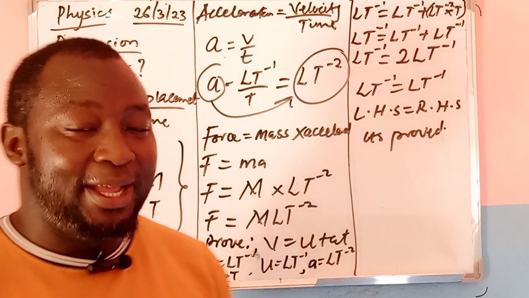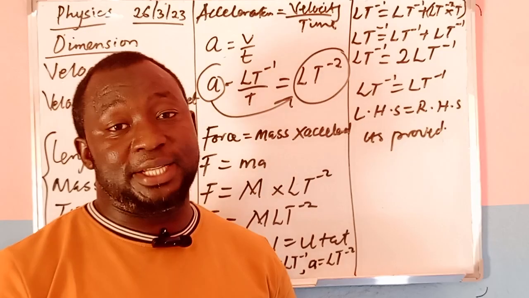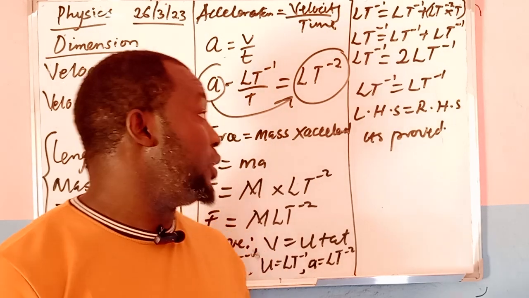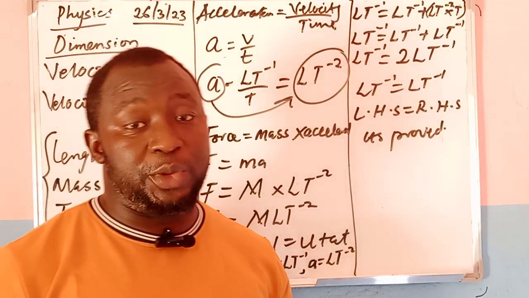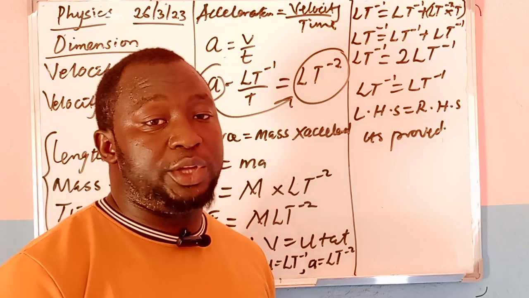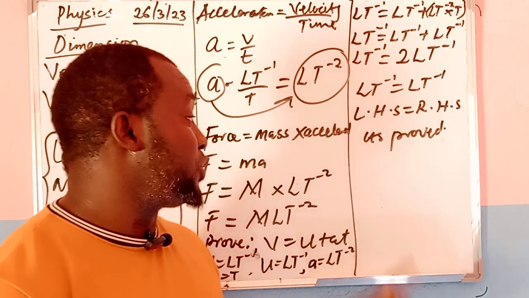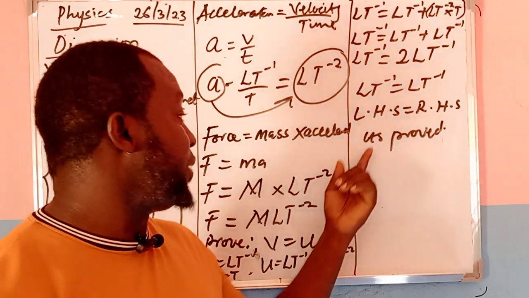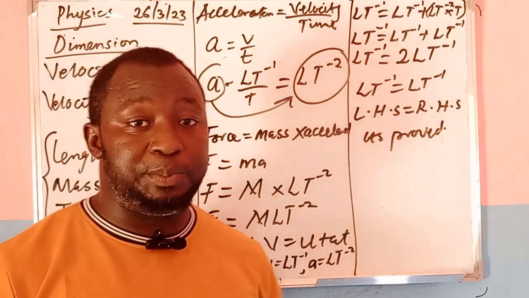Why? Because it is one of Newton's equations of motion. The first equation of motion says V equals U plus at. The second equation of motion says S equals ut plus a half at squared. The third equation of motion says V squared equals U squared plus 2aS. So now we have proved the first formula that says V equals U plus at.